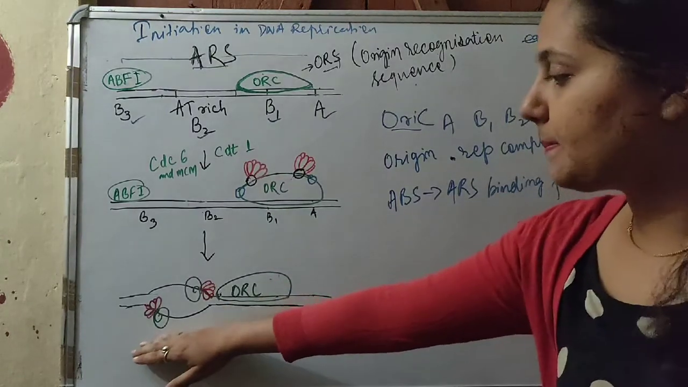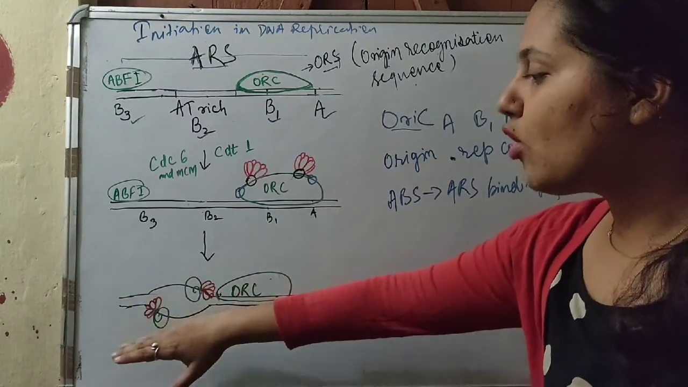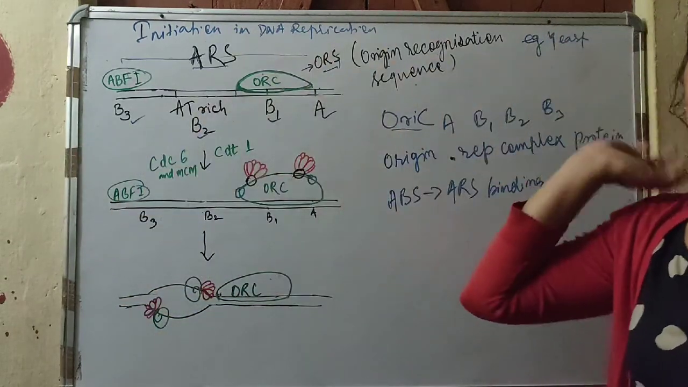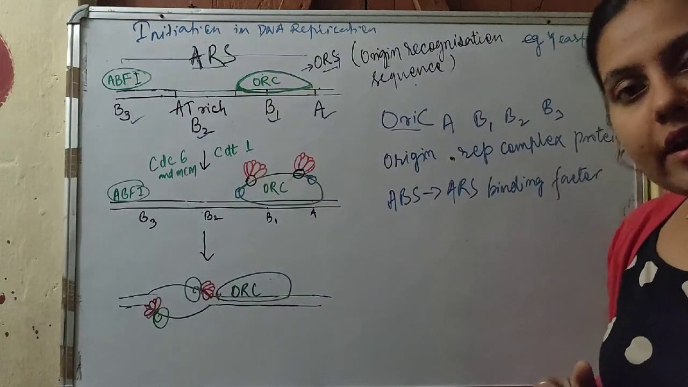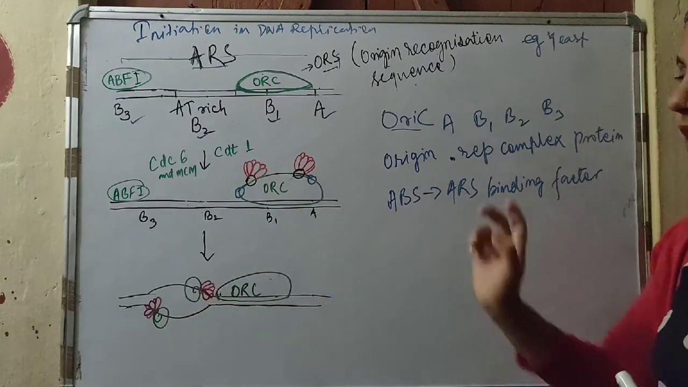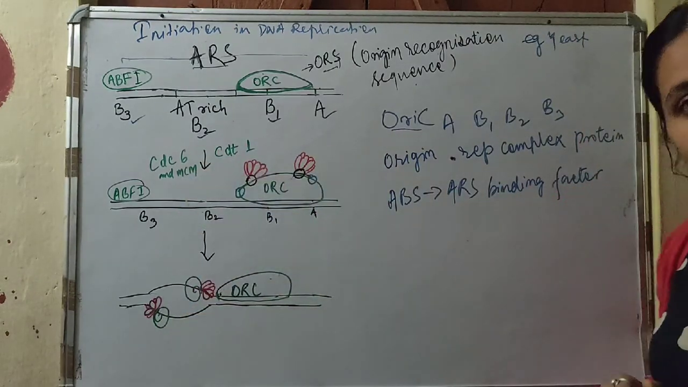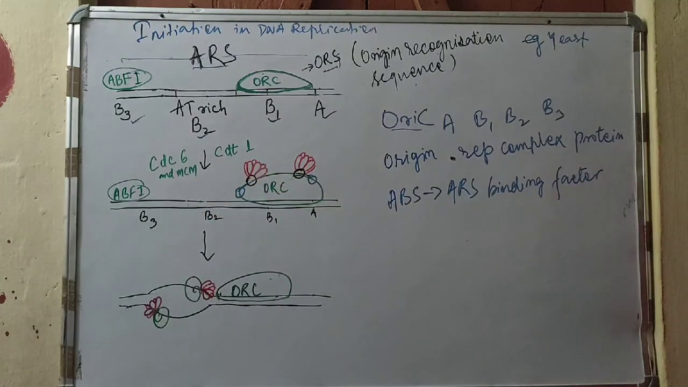Right, the replisome complex is formed now. Primase, helicase and polymerase will go for the process of elongation, right? Other proteins will fall off, and this helicase is nothing but the MCM protein. Alright, here the helicase is MCM.